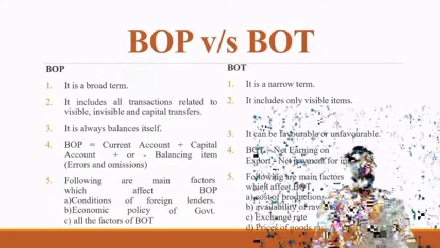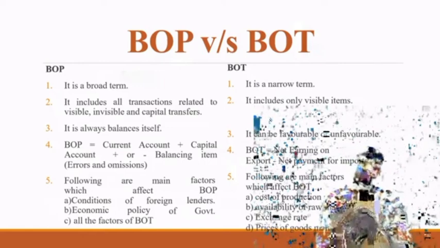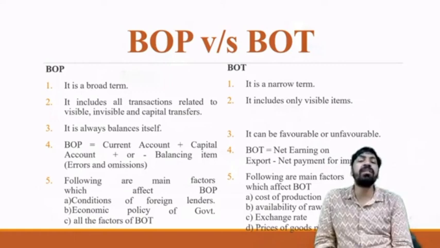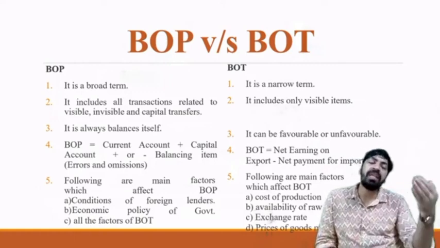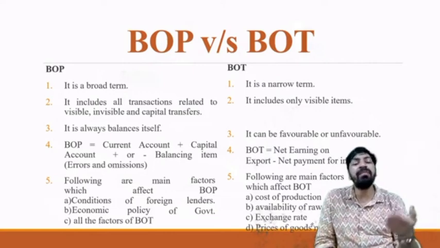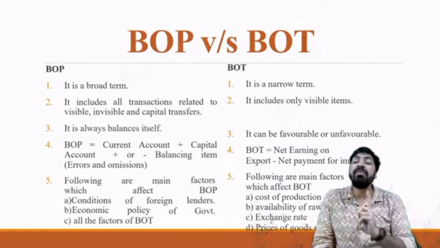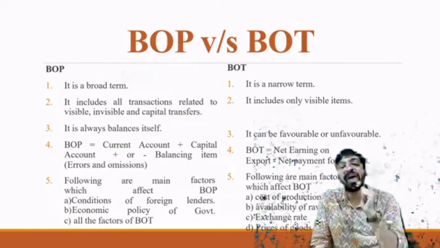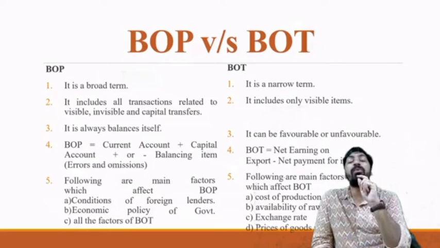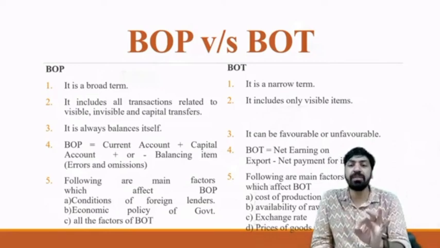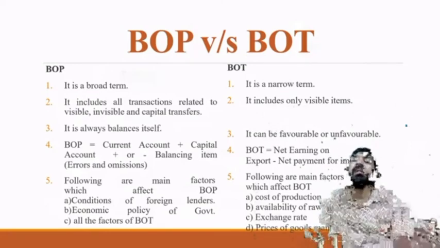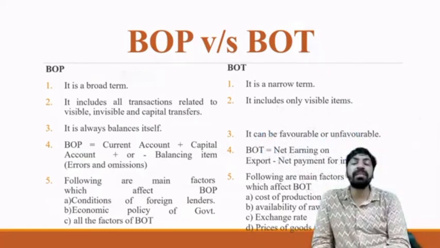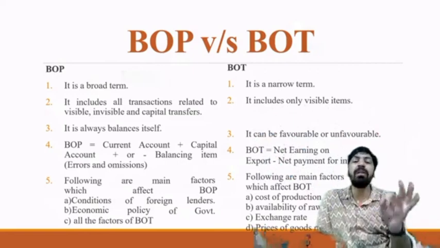When we talk about the balance of payment, it's a very broad term. As I already told, it includes every economic transaction related to all three categories of items: visible, invisible, and capital transfer. But when we talk about the balance of trade, we always talk about the import and export of items. That means it only involves the visible items and excludes the invisible and capital transfer items. So balance of trade is a narrow concept where it only includes the trade items.